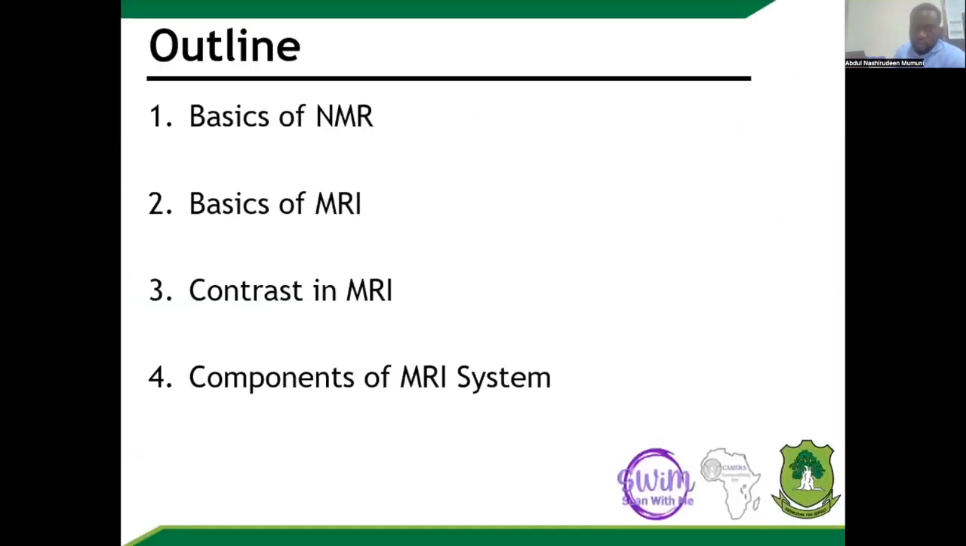All right. So basically, I'm going to just talk about the basics of nuclear magnetic resonance, which is the source of the NMR signal, and then relate that to some basics in MRI and contrast in MRI as well. And then just one slide to remind ourselves about the components of the MRI system, and then that's where I would end it.